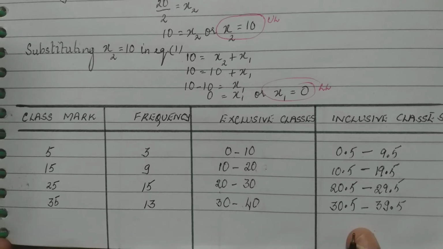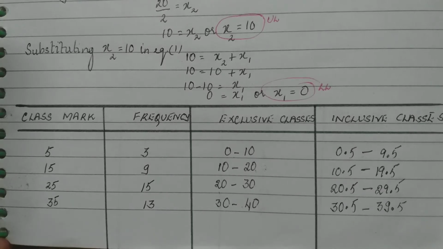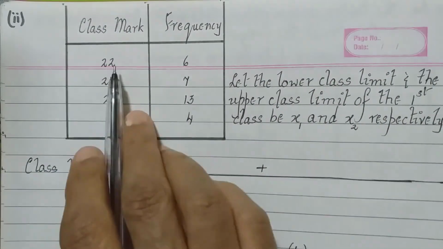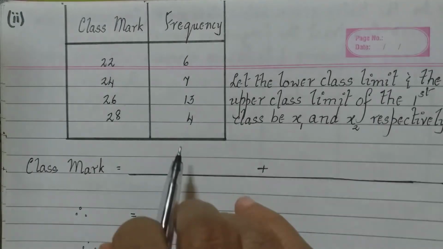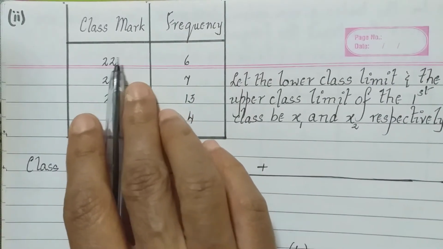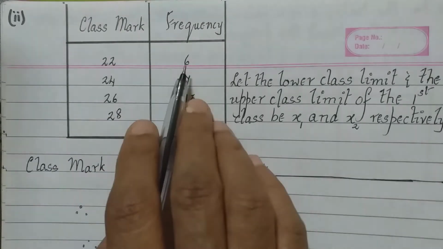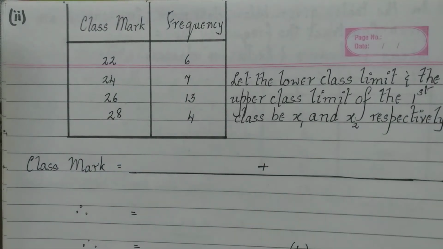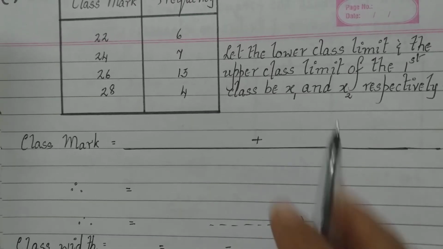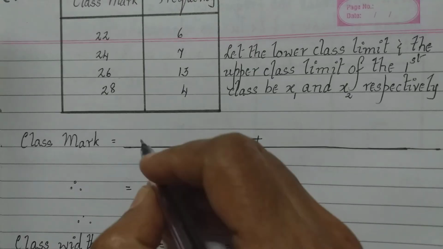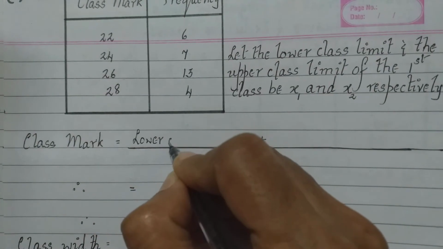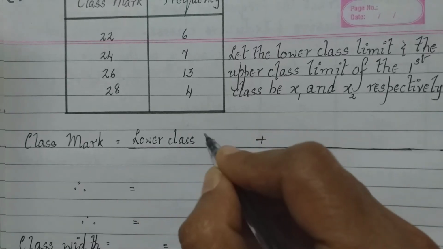This is the first sub question. Let us go now to the second sub question. Again they have given you the table where the class mark and frequency is given. There they have written class width; you will correct it and write class mark. Again we consider the lower limit and the upper class limit of the first class to be x1 and x2 respectively. Class mark is got by lower class limit plus upper class limit upon 2.